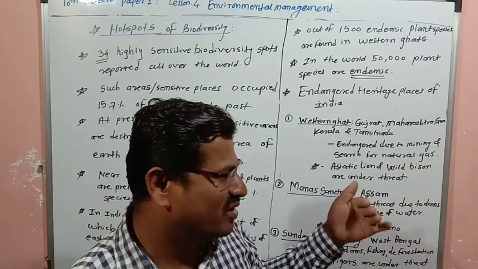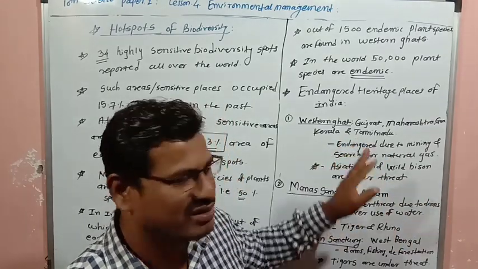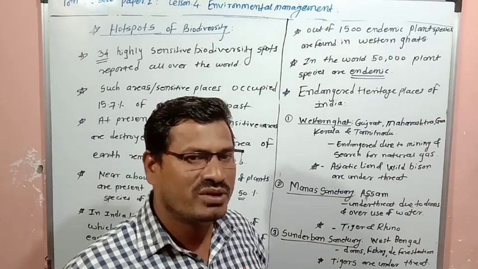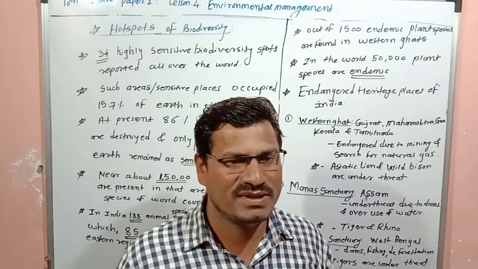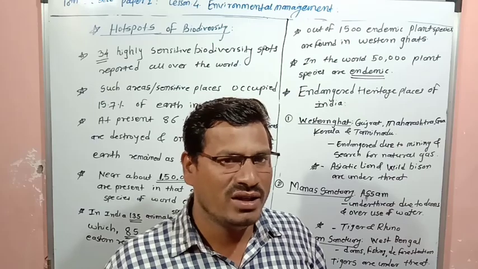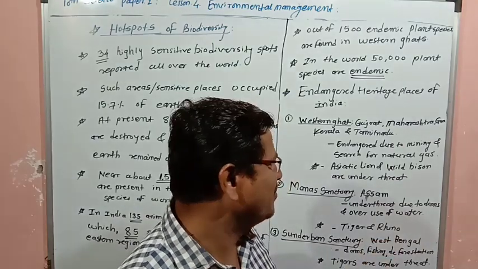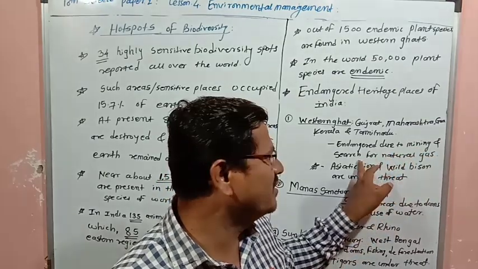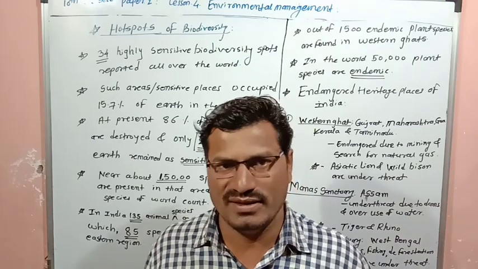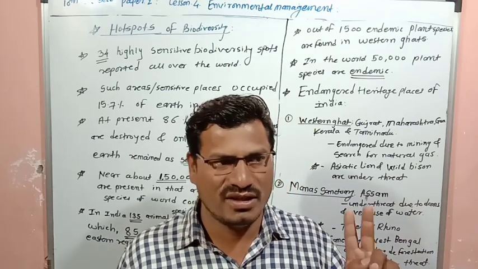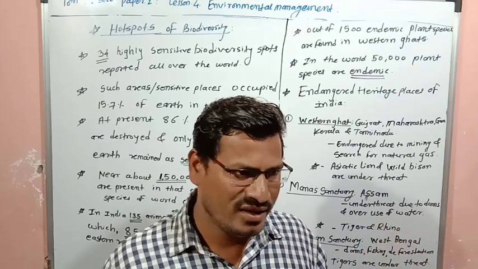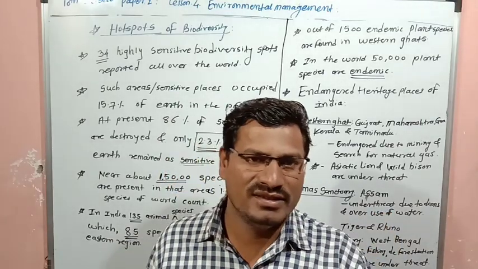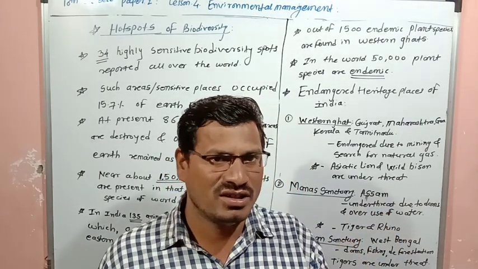So to the west side of these states, the Western Ghat is there, and in the Western Ghats, the animal species that are there are in danger. Why are they in danger? There are two reasons. First is excessive mining, and the second reason is the search for natural gas. So in the Western Ghat there are two reasons for endangering these heritage sites: excessive mining, and the search for natural gas.